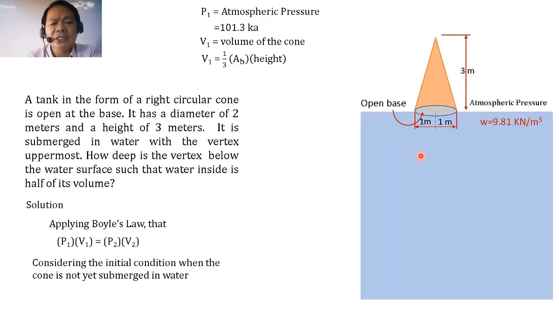And from these dimensions, we can now get V1, which is equal to 1/3 multiplied by pi multiplied by 1 squared multiplied by the height of 3. When we simplify this, we get a volume equal to pi. That is the initial volume of the cone.